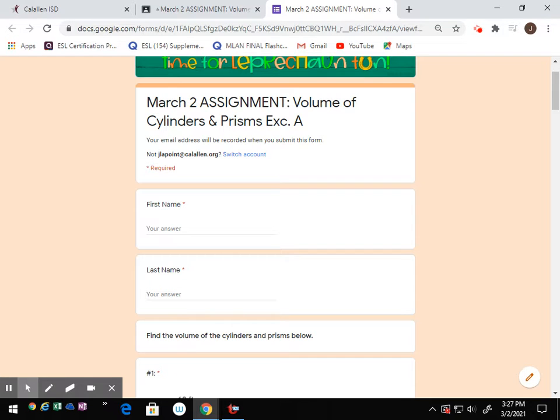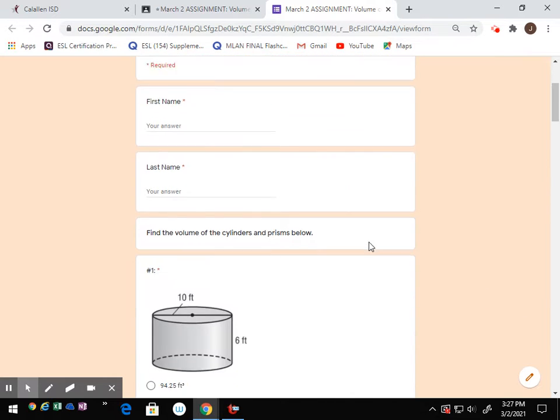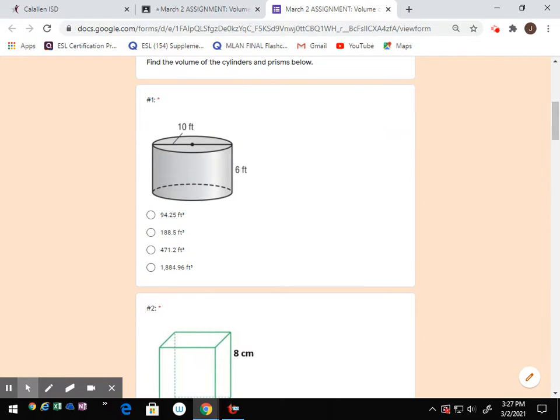Alright, so this is going to be the video going over the March 2nd assignment, which is over volume of cylinders and prisms, exercise A. Okay, so we're going to go ahead and look at number 1 first. Number 1 says find the volume of the cylinders and prisms below. We can see that this is a cylinder, alright?